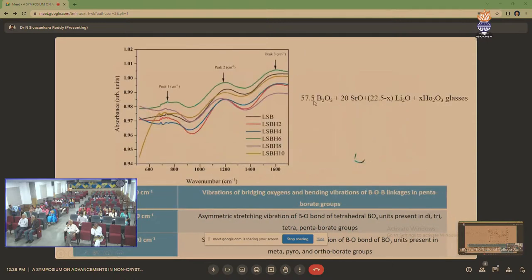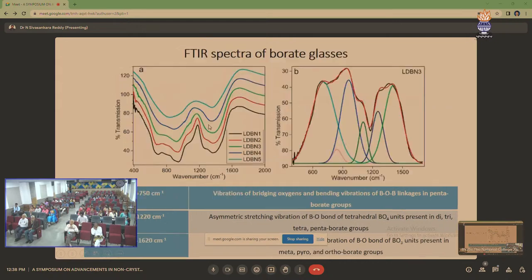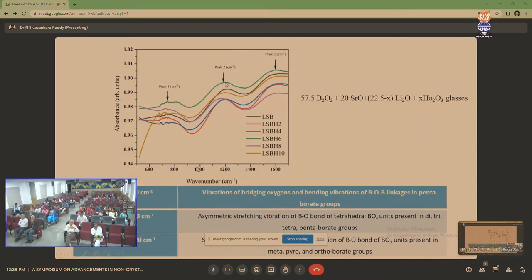Now, in our recent study of a borate glass, one of my students has taken the FTIR spectroscopy. This is the absorption spectrum. I particularly took a transmission spectrum. In the case of a transmission spectrum, you have to take the downward bands, downward peaks. In the absorption spectrum, you have to consider the crests. These are the crests, okay? This is very important when you are doing research.